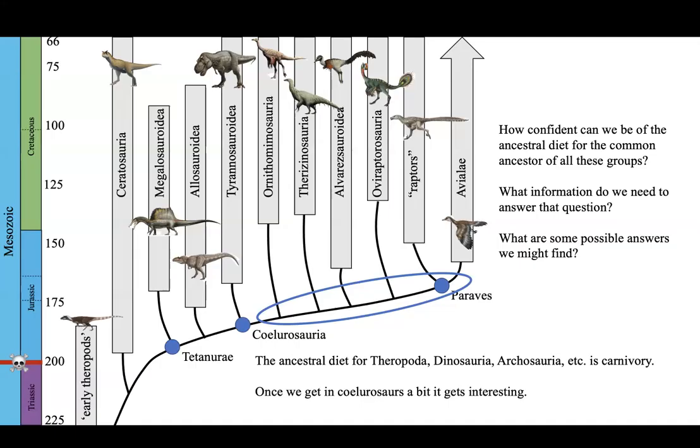So something that would be cool is to pause the video for a second and read those questions there on the side. How confident can we be of ancestral diet? What kind of information would we need? New fossils, new ways of looking at the fossils we have to answer that question. And what are some possible answers to this question of what's going on with diet as an expectation along the theropod stem? So go ahead and pause the video and think about that for a second.